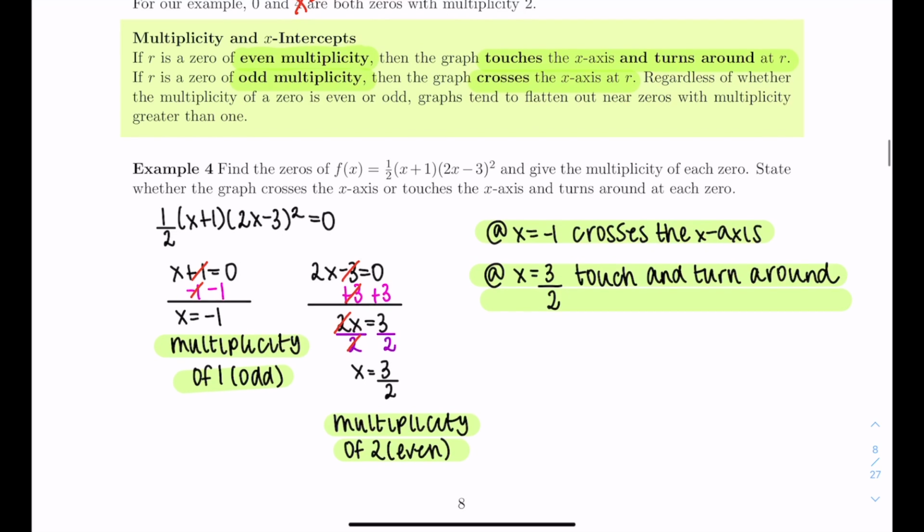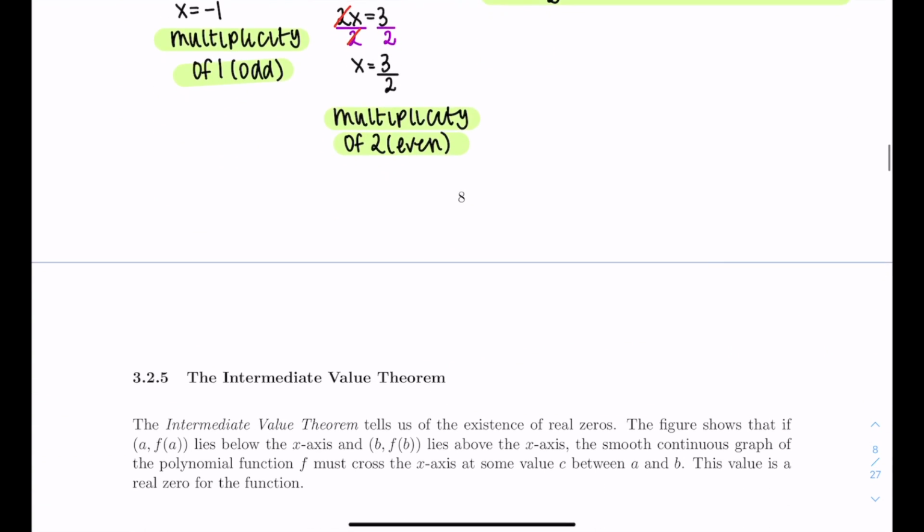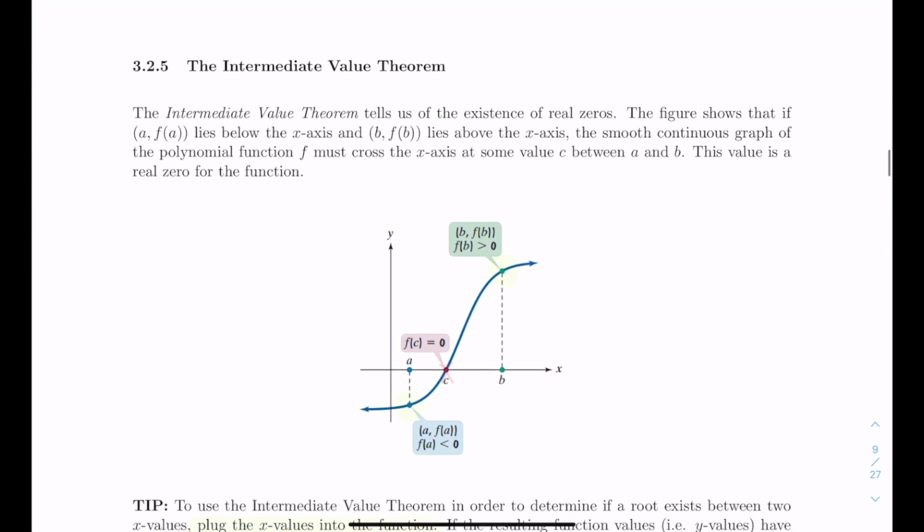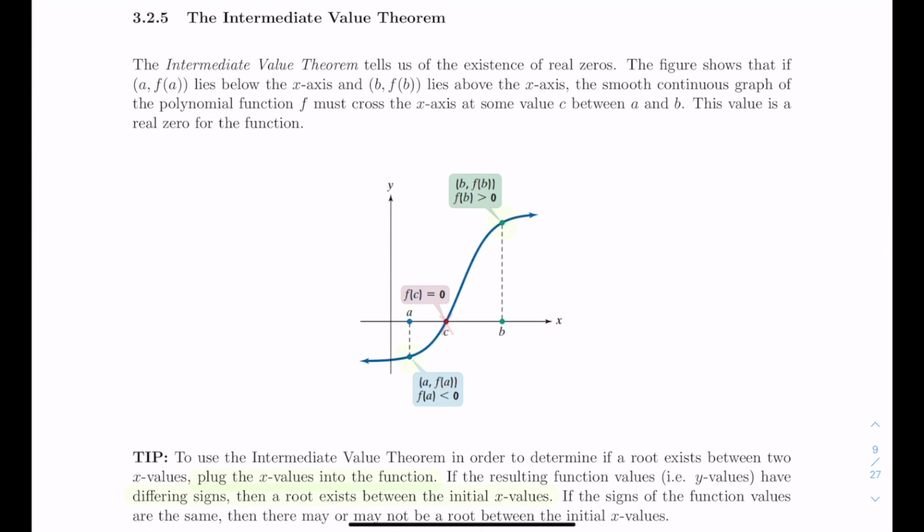So the intermediate value theorem tells us of the existence of real zeros. The figure shows that if (a, f(a)) lies below the x-axis, which is right over here, and (b, f(b)) lies above the x-axis, the smooth continuous graph of this polynomial function must cross the x-axis at some point to get to the other point. And this value is going to be a real zero for the function.